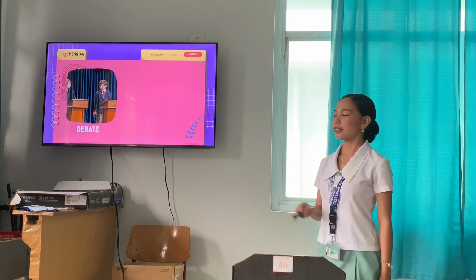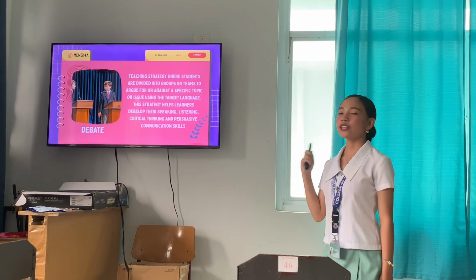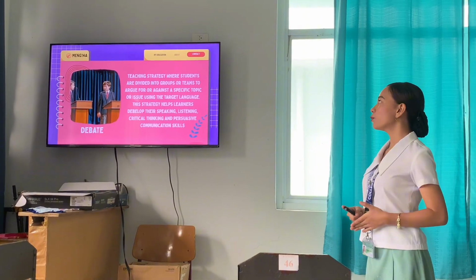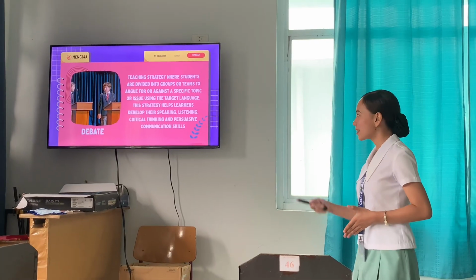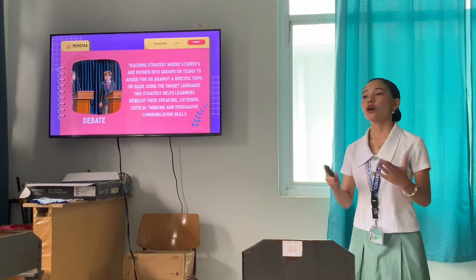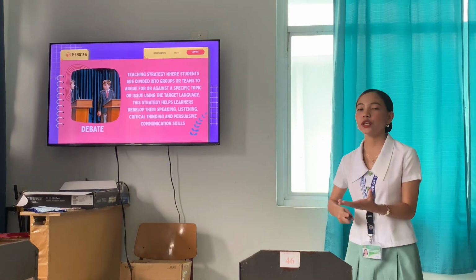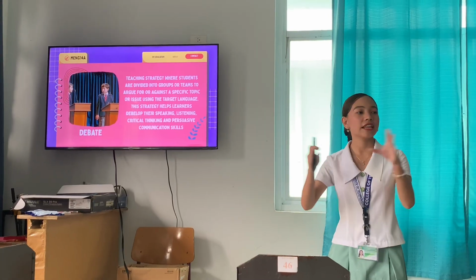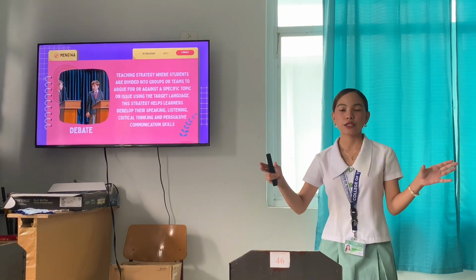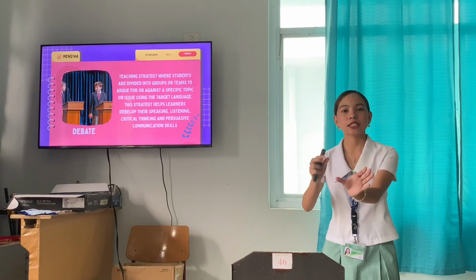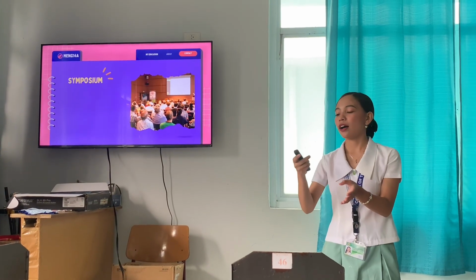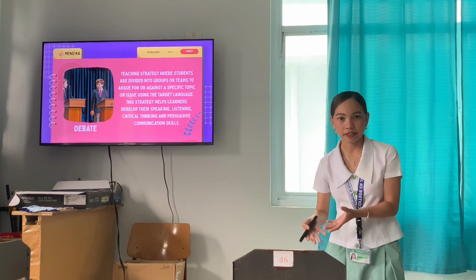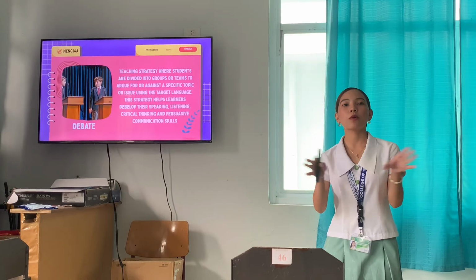Next is debate. So debate is a teaching strategy where students are divided into groups or teams to argue for or against a specific topic or issue. As a teacher in an English lesson, you give some issue or problem, and then you divide the class into two groups. You give some specific situation, then each of them will defend it, and also there is an opposing team.